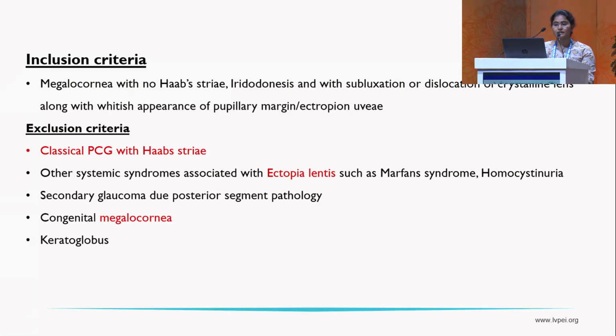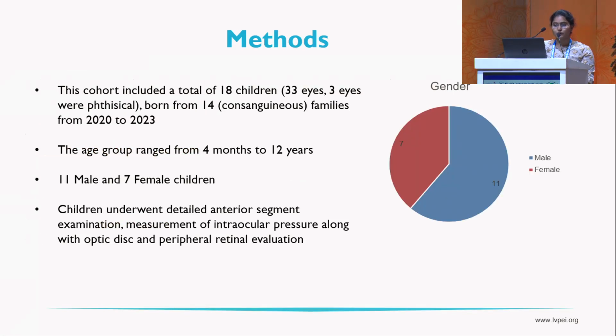Exclusion criteria are classic primary congenital glaucoma with Haab's striae, other systemic syndromes associated with ectopia lentis, secondary glaucoma due to posterior segment pathology, congenital megalocornea, and keratoglobus. This cohort included a total of 18 children born from 14 consanguineous families with age range from 4 months to 12 years, and majority of them were male.